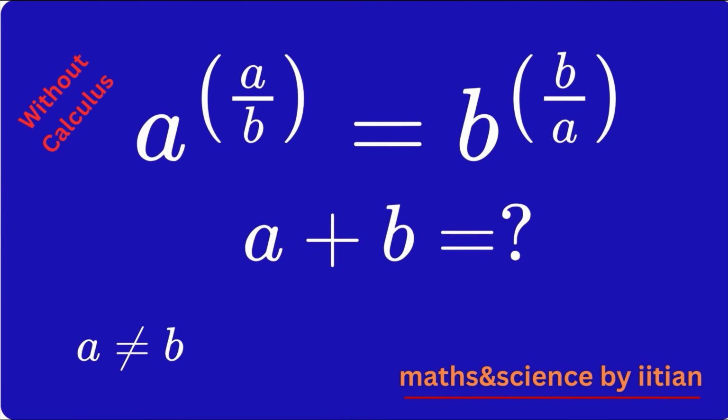In this lecture, I will be solving the very good example which I have given in the last few lectures. That is, a to the power of a by b is equal to b to the power of b by a. If this is the condition given for any values of a and b, they are variables, then how to find out a plus b if a is not equal to b? That is the condition. We have solved this problem by using calculus.